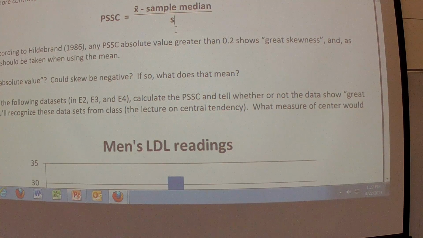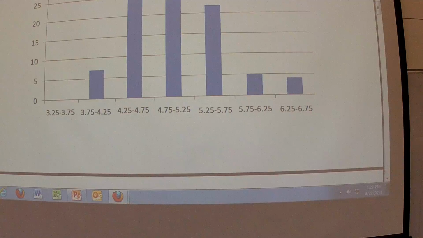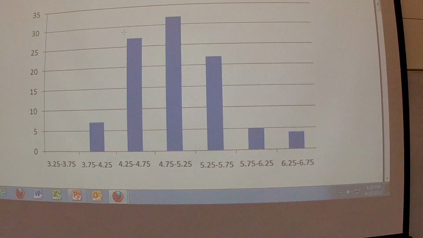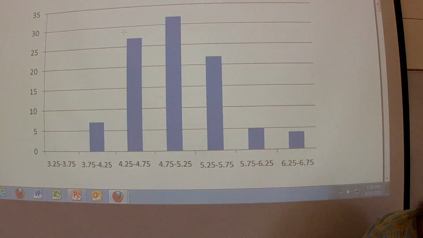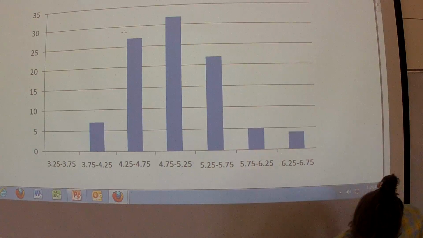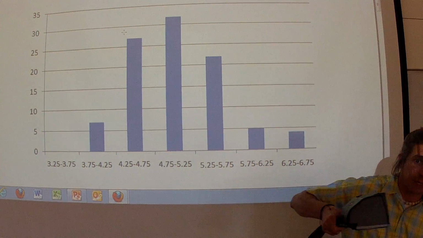Let's do that first. This is a great exam review question, by the way. Not the PSSC, don't panic. Getting those values from this graph is a great exam review question. So let's do that. How could we get the sample average, the sample standard deviation, the sample median, everything, even the mode, although the mode is not necessary for this calculation? How do we get all of that from this graph? I'll give you a hint.